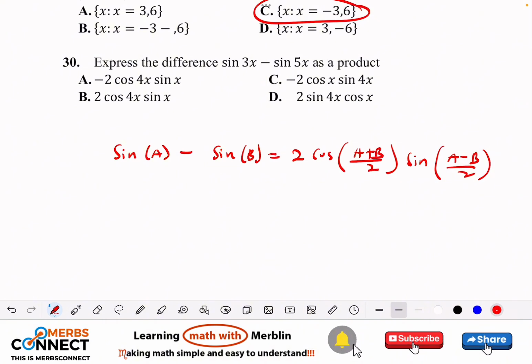So now what is A now? Looking at sine 3x minus sine 5x, A is equal to 3x and B is equal to 5x.